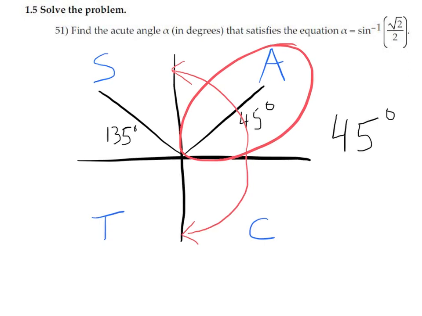Arc sine doesn't live in the second quadrant, so that answer could not possibly be it. Arc sine does not live in the third quadrant or the fourth quadrant. However, it does live in the negative first quadrant, so you will get some answers for arc sine like negative 40 degrees. That's possible. In this case, 45 degrees is our answer.